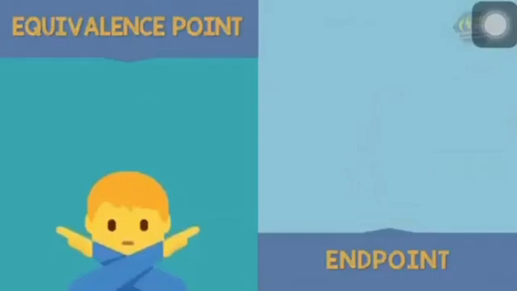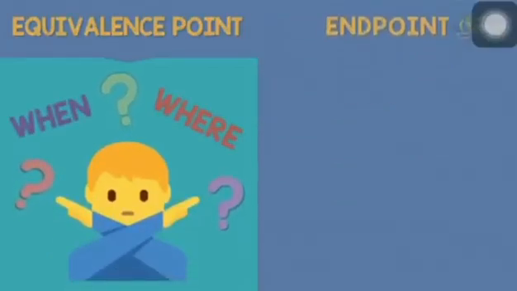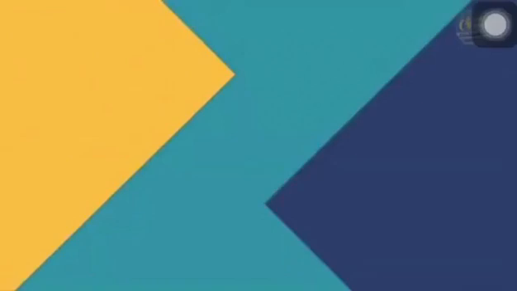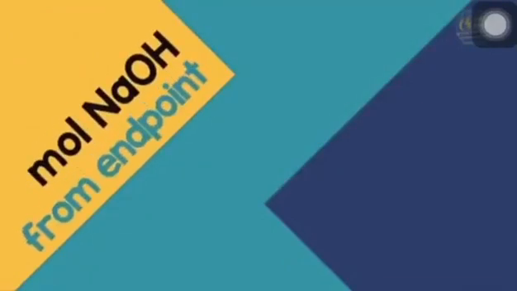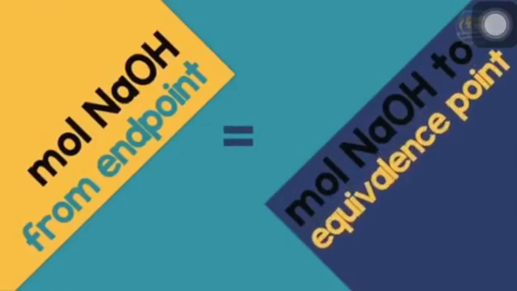Actually, in reality, we cannot tell when or where the equivalence point is, so we need to reach the endpoint. And the volume of sodium hydroxide used is what we use in our calculation. Here, we assume that the amount of moles of sodium hydroxide at the endpoint is equal to the amount of moles of sodium hydroxide at the equivalence point for us to solve the unknown HCl concentration. So let us try solving some problems.